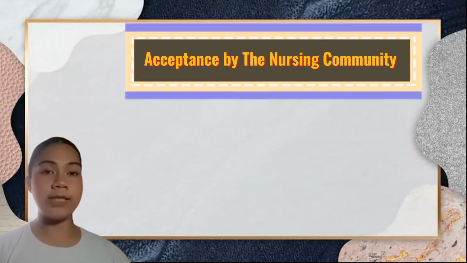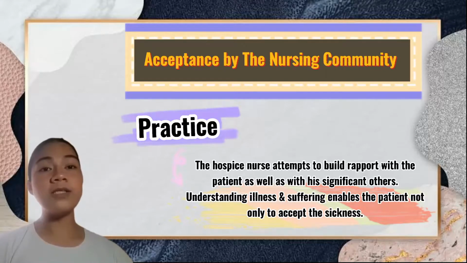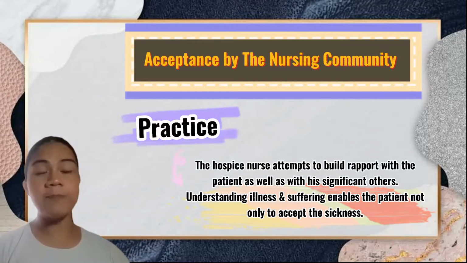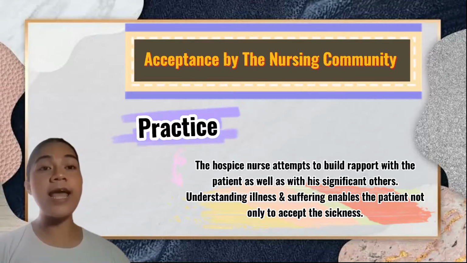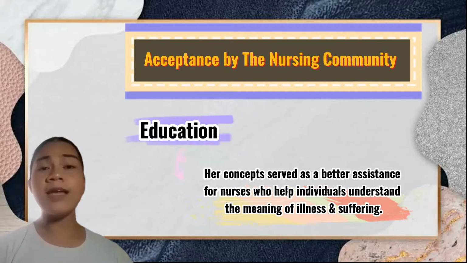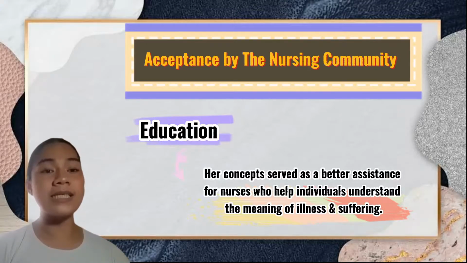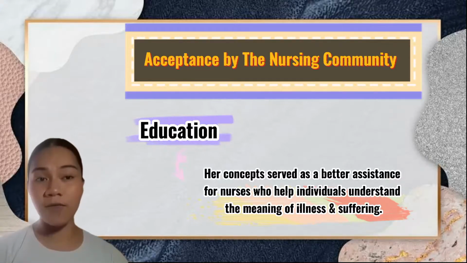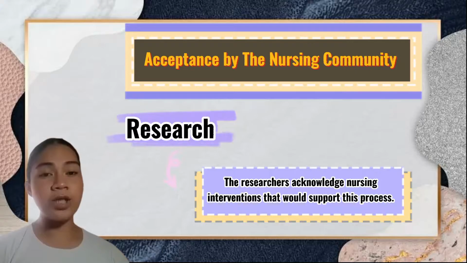Acceptance by the nursing community. In practice, the hospice nurse attempts to build rapport with the patient as well as with his significant others. Understanding illness and suffering enables the patient not only to accept the sickness but also to use it as a self-actualizing life experience. In education, the concept of Travelbee serves as a better assistance for nurses who help individuals understand the meaning of illness and suffering. And lastly, for research, the researchers acknowledge nursing interventions that would support this process.